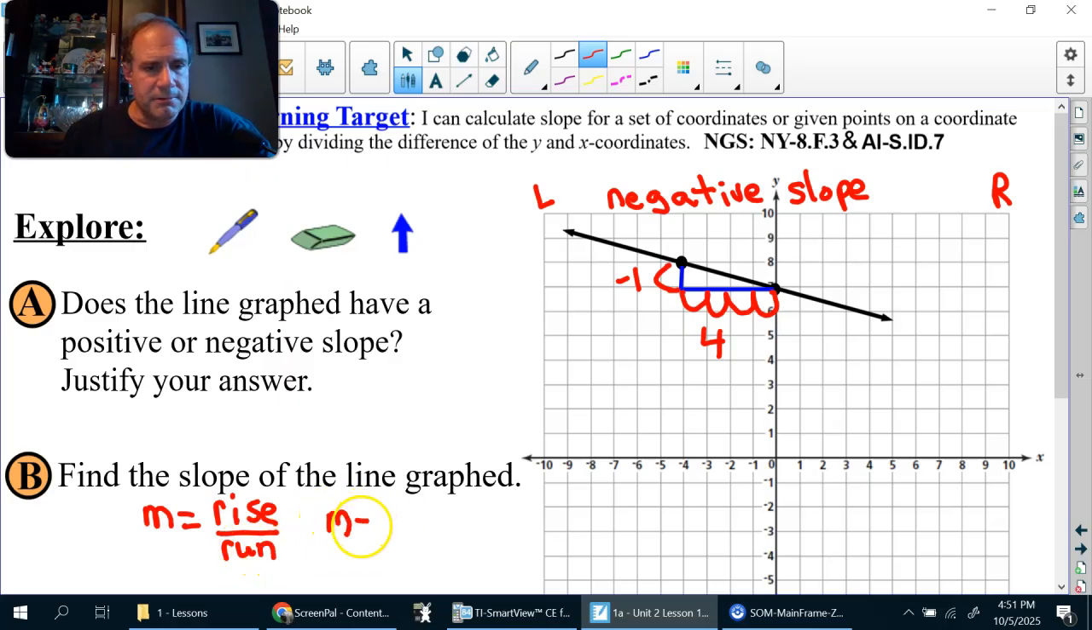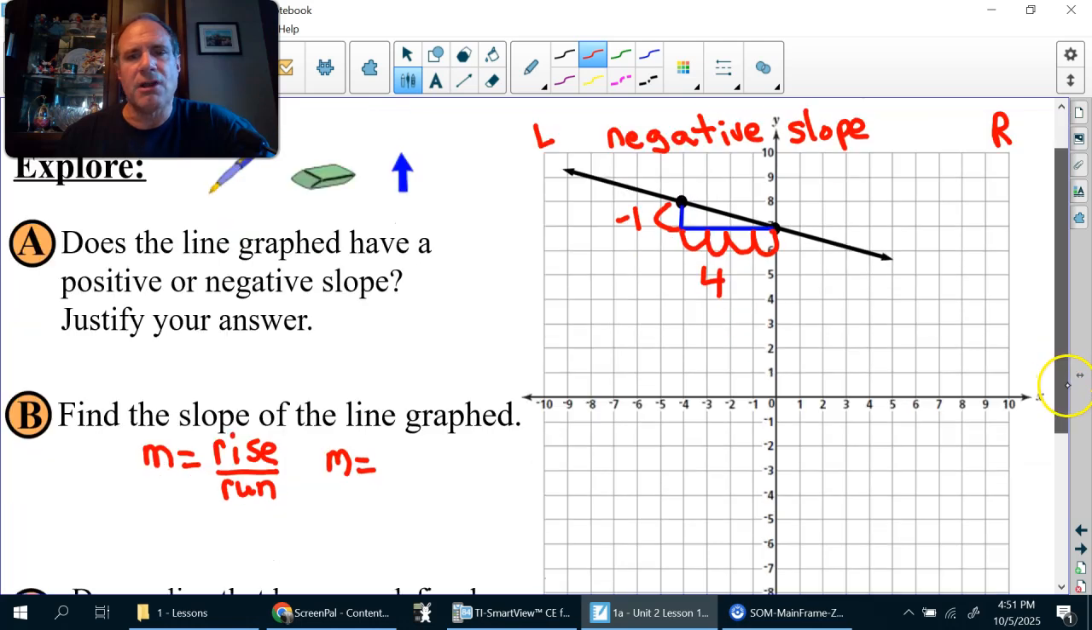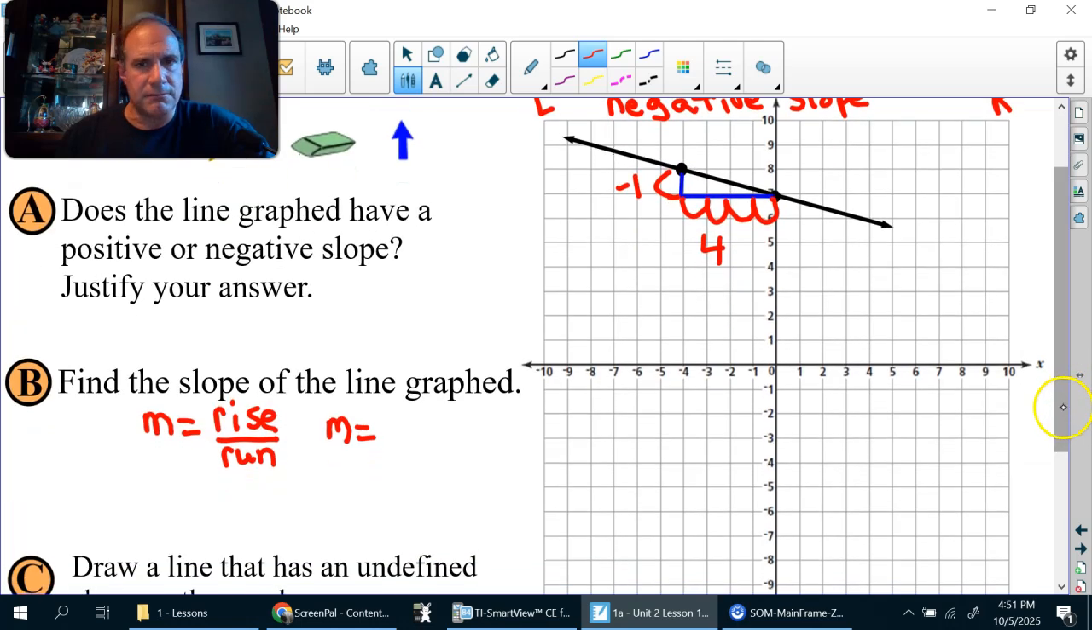This slope is negative because the line goes down from left to right. So the rise is -1. The run is 4, +4. And you leave it like that. That is -1 over 4. Right? Should it have a negative slope? Yes, it should. It goes down from left to right. It makes sense.